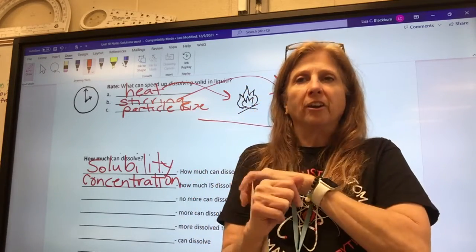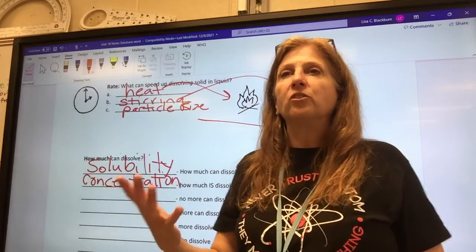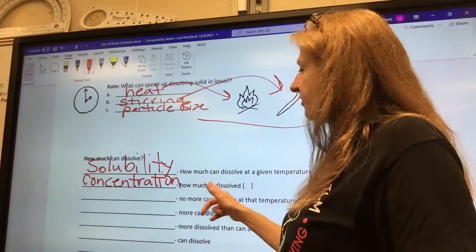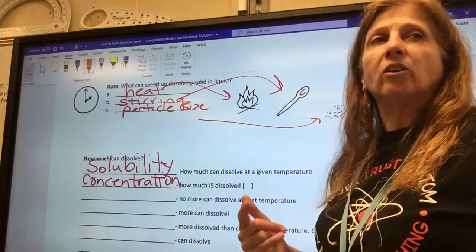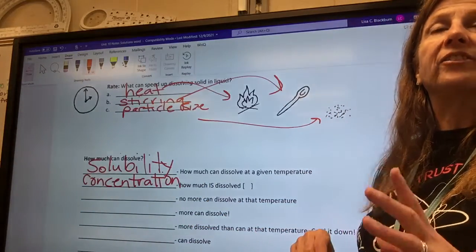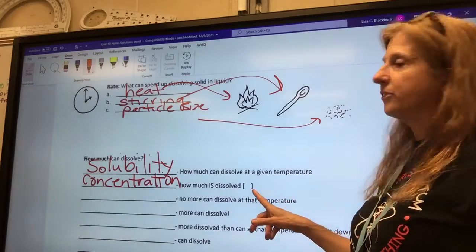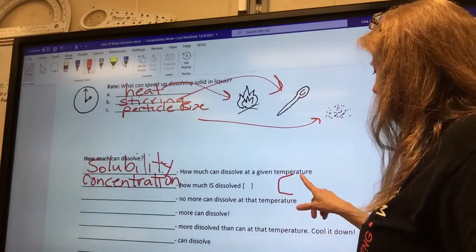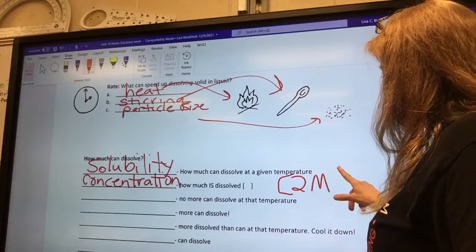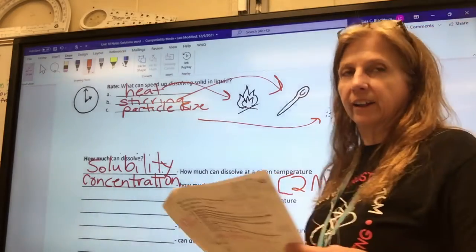You're used to that, aren't you? Hearing about things being concentrated. So it's just that. It's how much is dissolved. And we learned about this last unit, Unit 7 actually. The symbol for concentration is the square brackets. So like 2M tells you how concentrated it is.